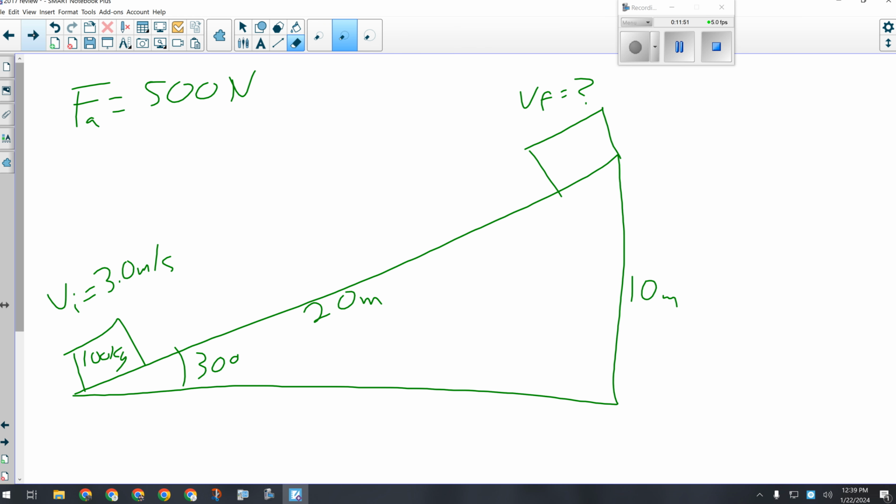Okay, got this box here. At the bottom of the ramp, it is moving at 3 meters per second. An applied force of 500 newtons pushes it up the ramp that is 20 meters long. When it is at the top of the ramp, it is 10 meters higher than it is at the bottom. I want the speed at the top of the ramp.